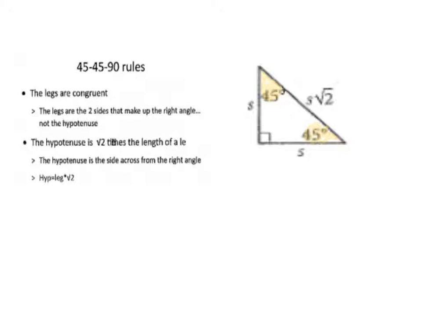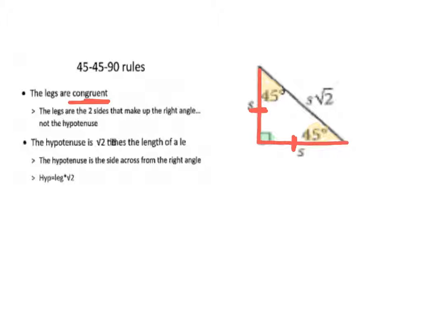And then, of course, the right angle is the right angle. In this type of triangle, the legs are congruent. So that means that this side is equal to this side. The legs are the two sides that make up the right angle. It is not the hypotenuse. So the two legs are these two sides that make up the right angle.